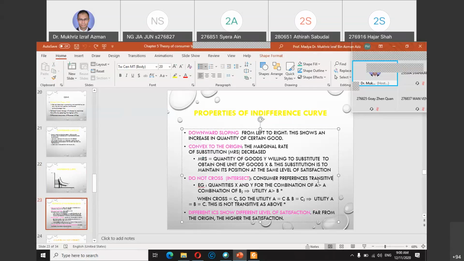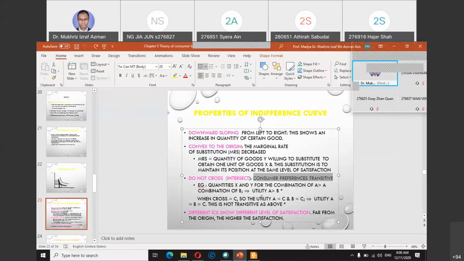Transitive means, in layman's terms, more is preferred to less. Any logical or rational consumer always prefers more of a good than less. So more is better. When two indifference curves intersect, this assumption is violated.